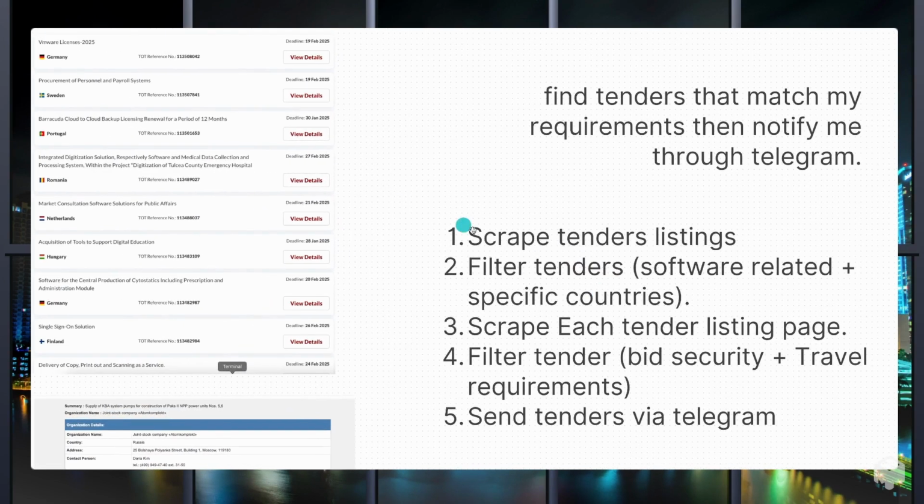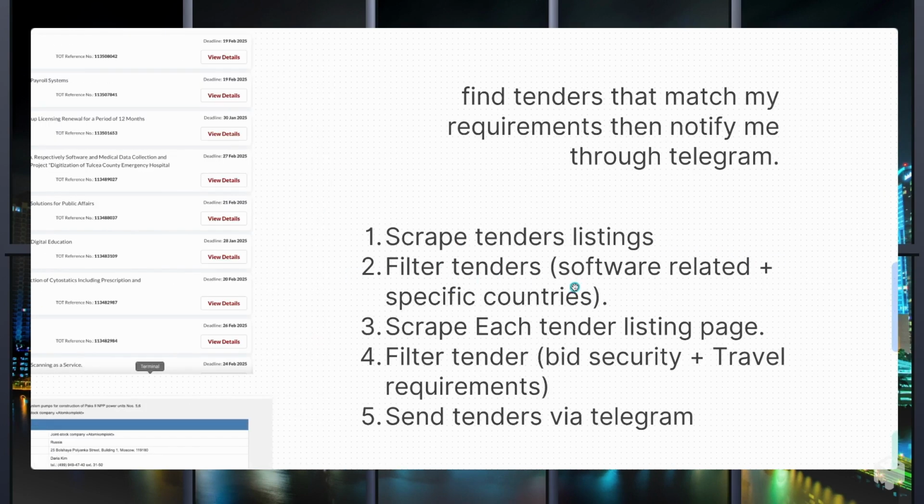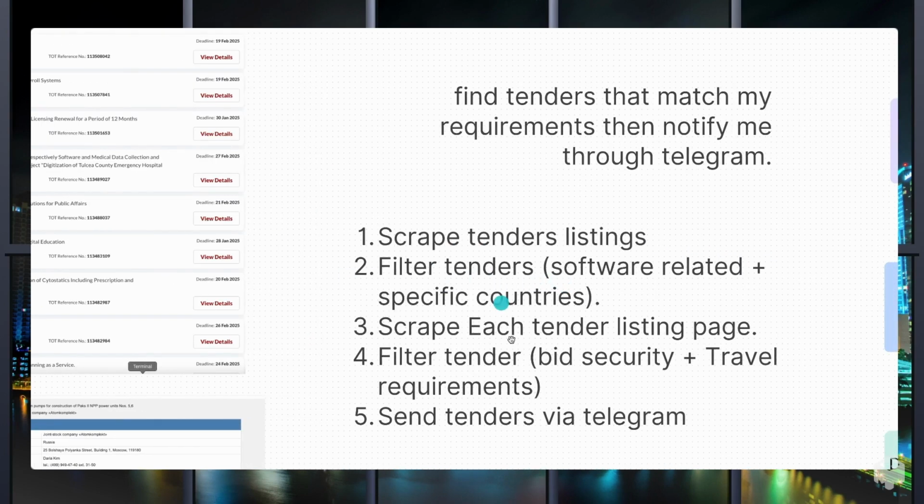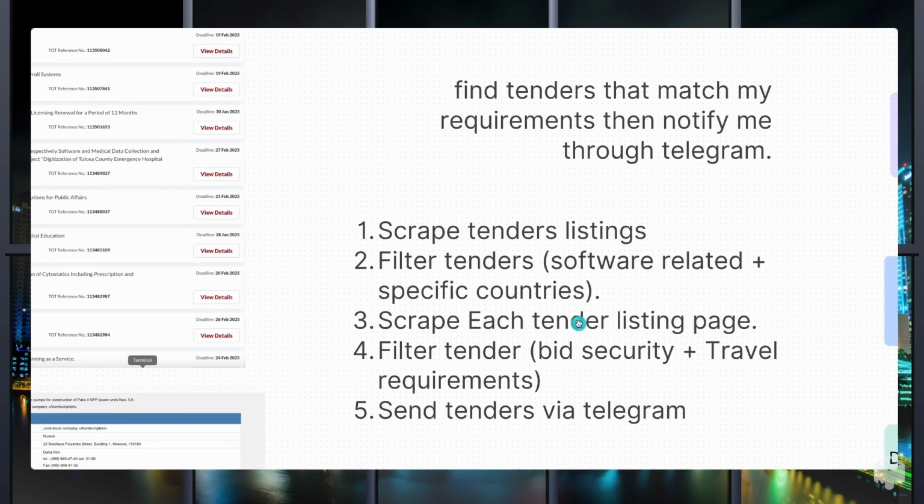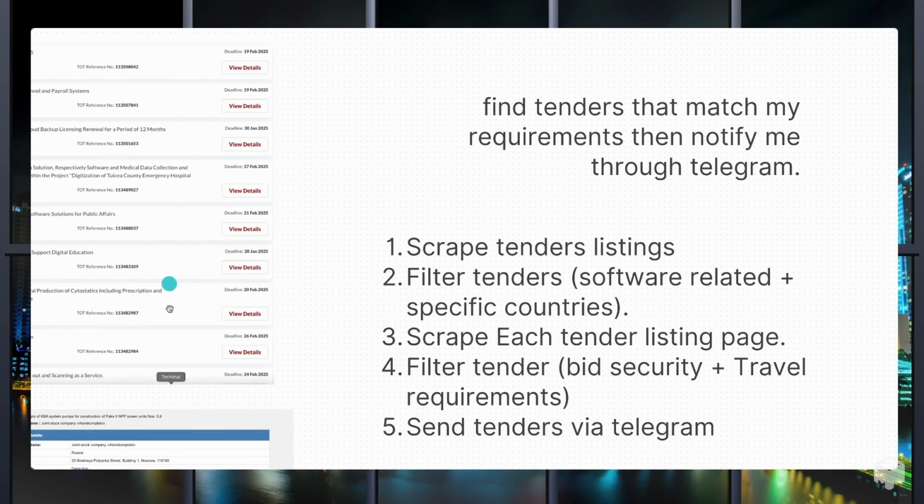So the first step for my agent would be to scrape the tender listings, so filtering the listings of the tenders. And now I would move on to the third step. Notice that in the second step, I still have the listings that look like this, but I still haven't scraped the details for each tender. So I've only filtered the list of the tender titles that I would be interested in.